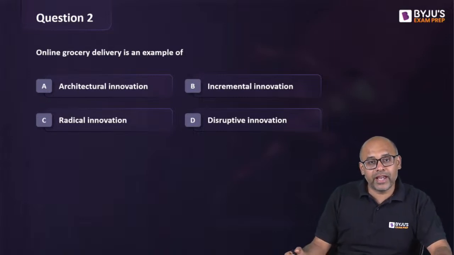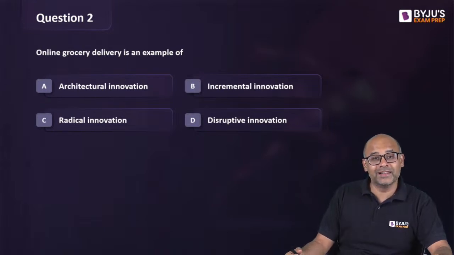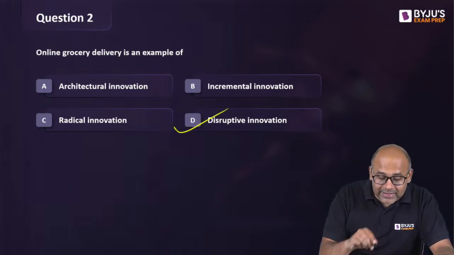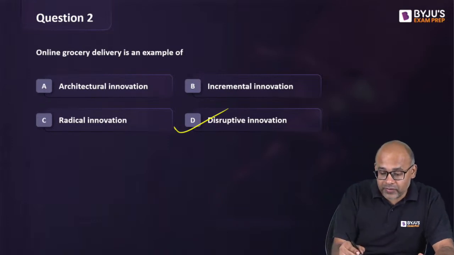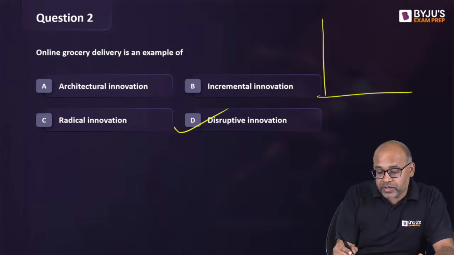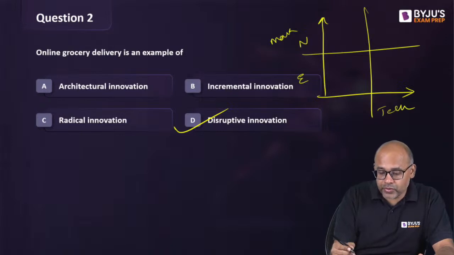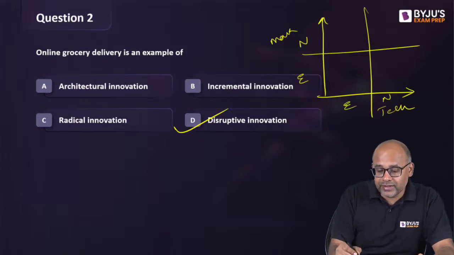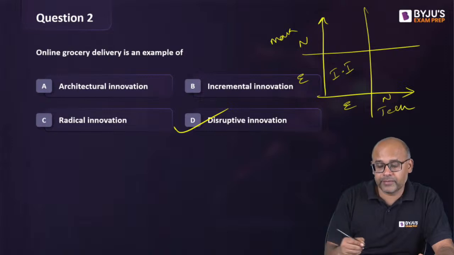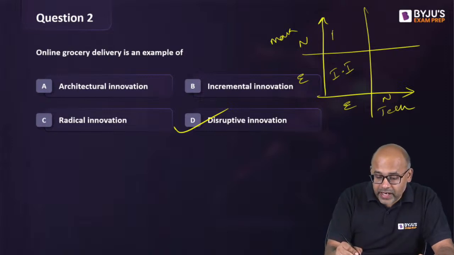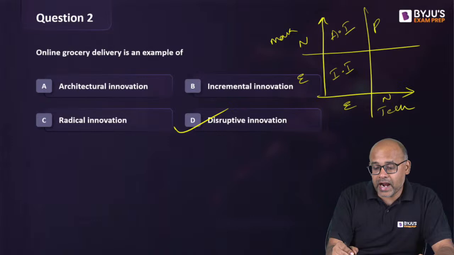Okay, I got A, B, D. Anybody for C? Nobody says radical. Okay, the correct answer is disruptive. Guys, what was that? If you remember, this was your target, right? So this was tech and this was your market. So we had four like this: existing, new, existing, new. This was incremental innovation. This was architectural innovation, radical innovation and disruptive innovation.